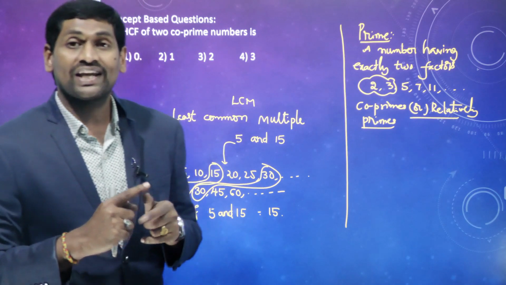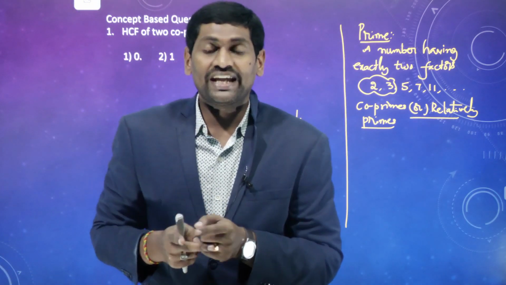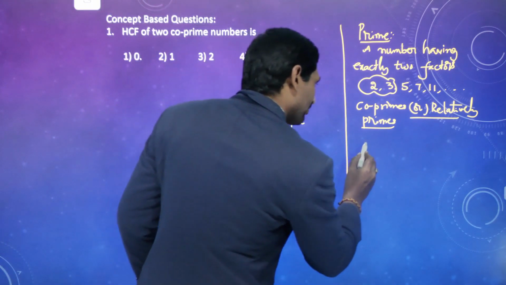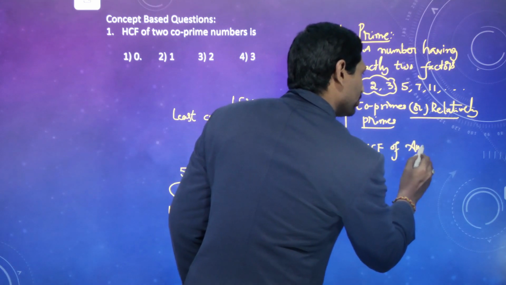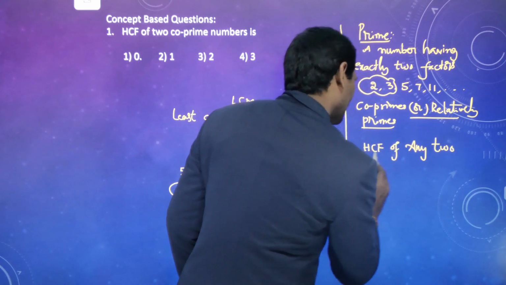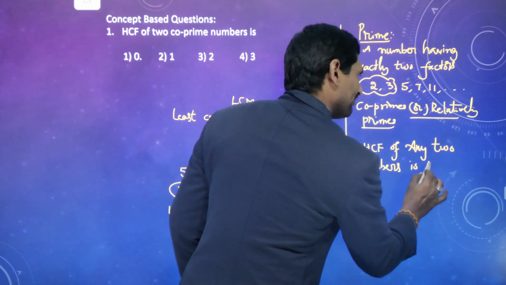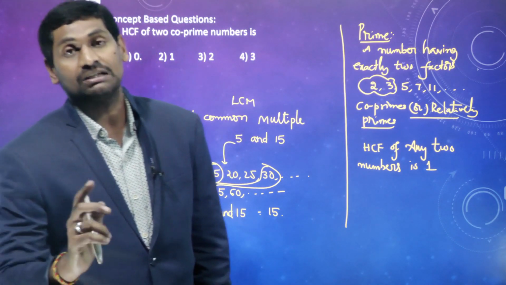Or else we can say it in another way also. Co-primes or relatively primes are nothing but numbers whose HCF is 1. We can say it in a different manner also: the HCF of any 2 numbers is 1. Then we can say that the 2 numbers are called co-primes or relatively prime numbers.